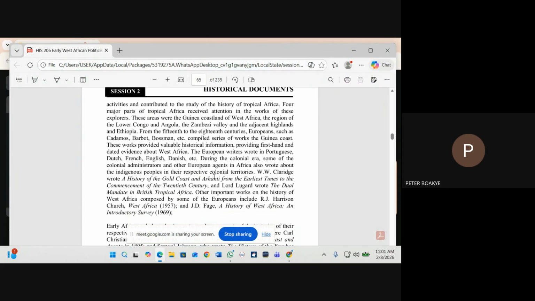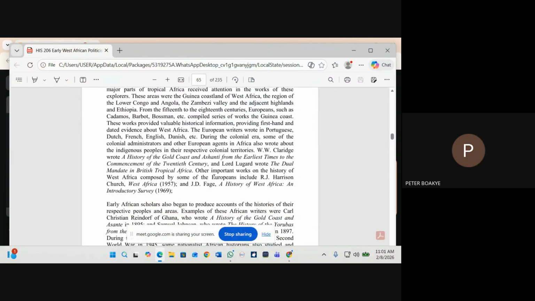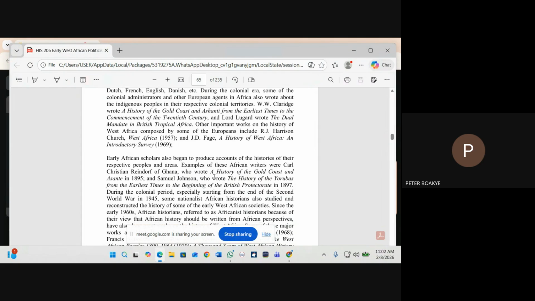Some of the colonial administrators and other European agents in Africa also wrote. So Claridge, for example, wrote the history of the Gold Coast and Ashanti from the earliest time to the commencement of the 20th century. Lord Lugard wrote The Dual Mandate in British Tropical Africa. Fage, for example, wrote A History of West Africa: An Introduction. So all these people who came, they wrote.